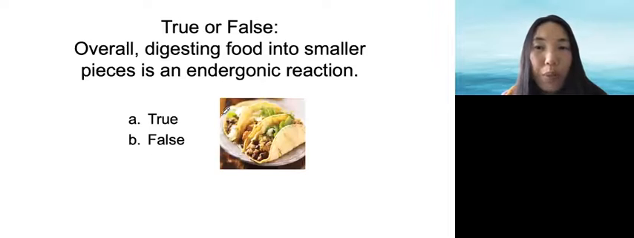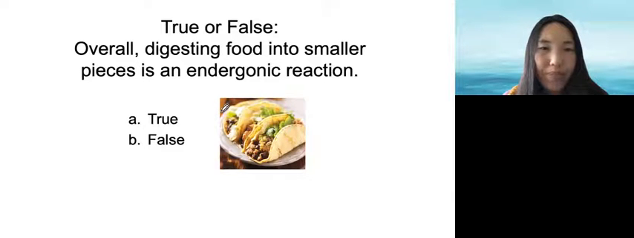Based on what we just learned about endergonic reactions, answer this question. Keep in mind, this is referring to the overall process of eating. True or false? Overall, digesting food into smaller pieces is an endergonic reaction.